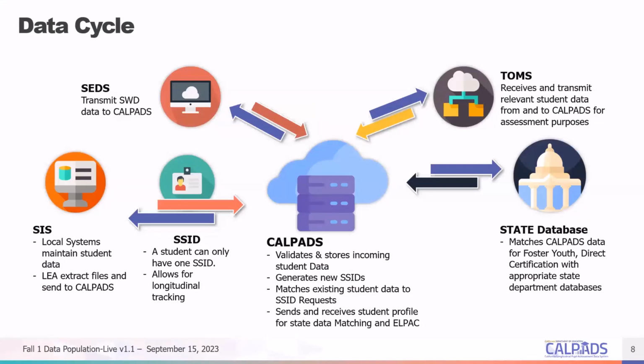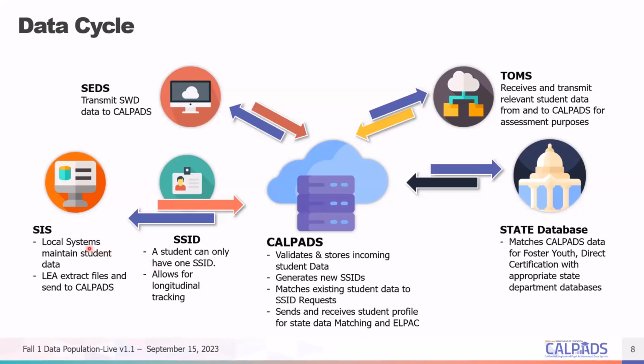CalPADS operates much like a student information system. Once a student enrolls into an LEA, whether it be a district or a school, the student records must be maintained. Student information systems are designed to meet school needs, while CalPADS has been designed to meet state and federal reporting requirements. This slide shows a flowchart illustrating the data lifecycle for data in CalPADS.